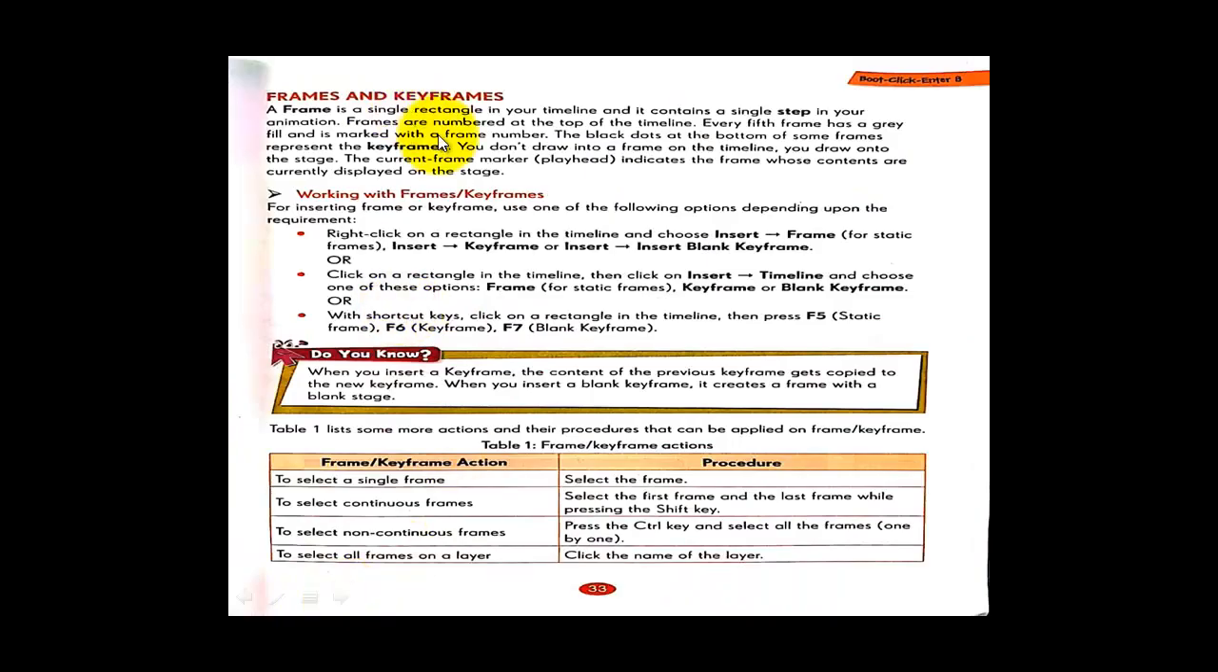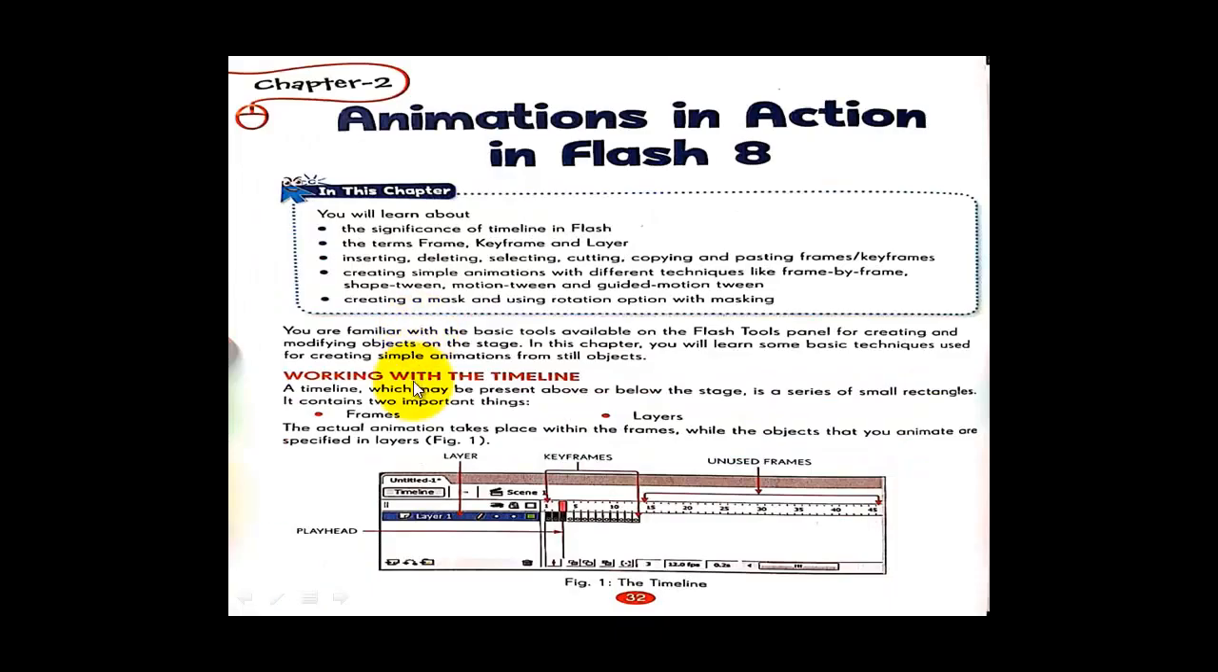Now let's see again. It contains a single step in your animation. Frames are numbered at the top of the timeline. Let's go back and see these frames are numbered. At the top of the timeline, numbers 5, 10, 15, 20 are given, so you can see the numbers here.